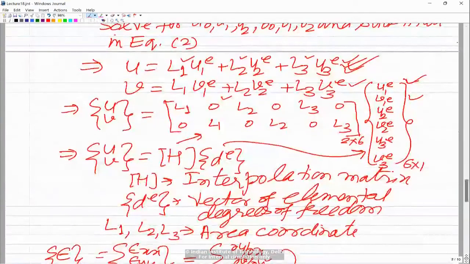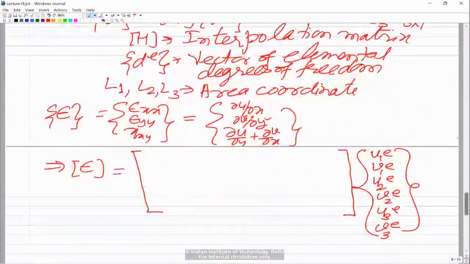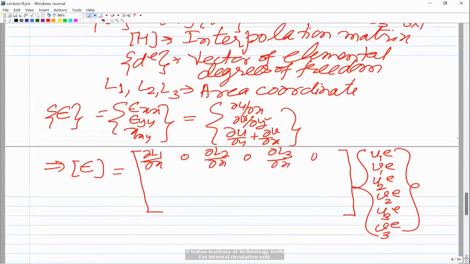So del u by del x would be del L1 by del x into u1e plus del L2 by del x into u2e plus del L3 by del x into u3e. The same we want to write in the matrix form. So here you will have del L1 by del x 0, del L2 by del x 0, and del L3 by del x 0, so that when you multiply this row with this vector, you will get del u by del x. And then the second term is del v by del y. So 0, we will have del L1 by del y 0, del L2 by del y 0, del L3 by del y.